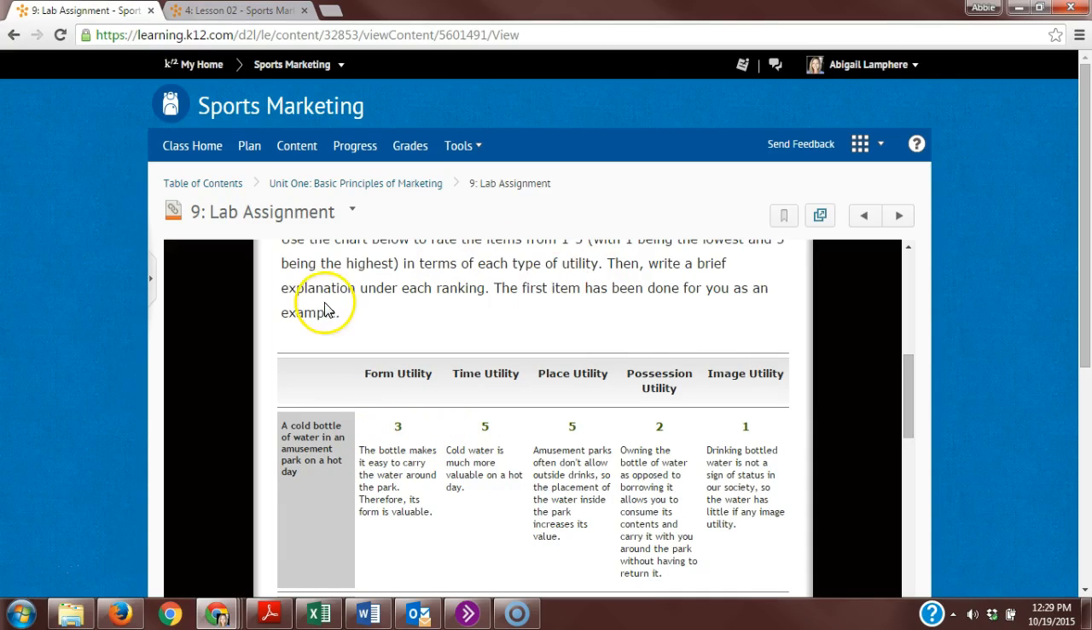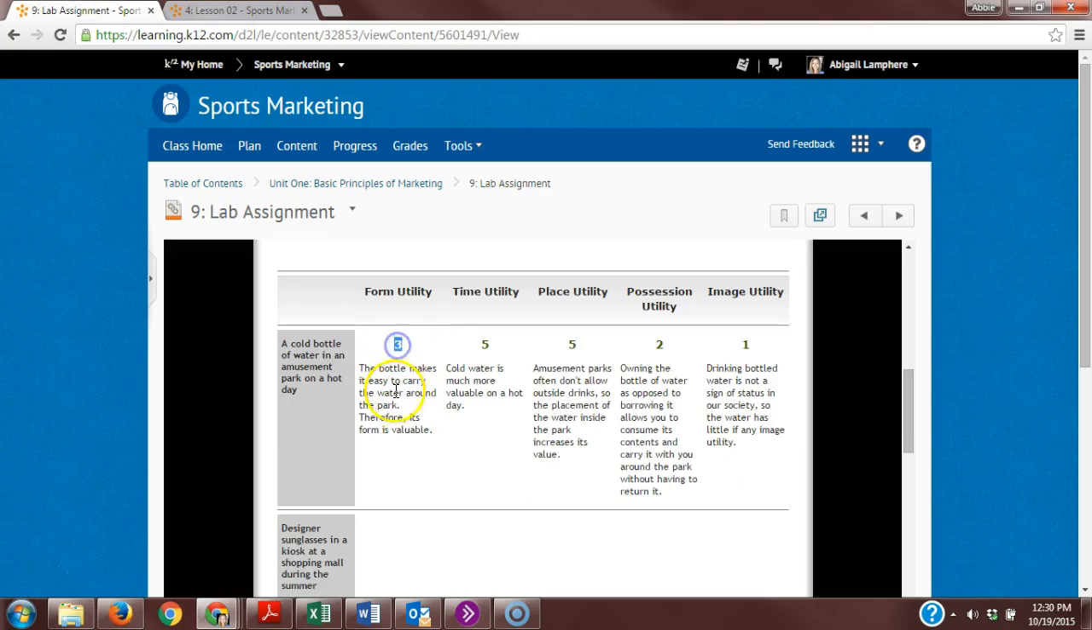And then also write a brief explanation under each ranking. So we're ranking each type of utility and how much value we think it adds to each of these products. A 1 means it doesn't really add that much value, whereas a 5 means that it would add a lot of value. The product in this first example is a cold bottle of water in an amusement park on a hot day. So the overall form utility of the product, they gave it a ranking of 3.